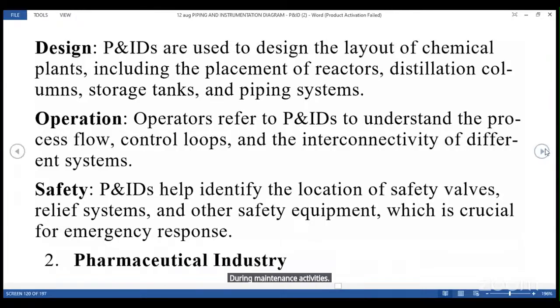Then in the food and beverage industry, we also use P&ID. In the area of sanitation, P&ID helps in designing and maintaining sanitary piping systems for food and beverage.